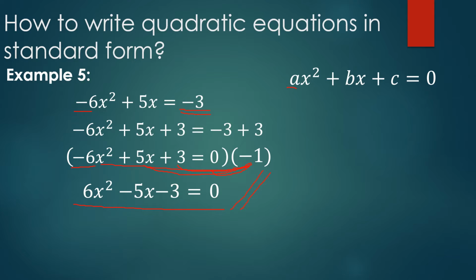Now, it's time for us to determine what are the values of A, B, and C. As you can see on our answer, the value of our A is positive 6. The value of our B is negative 5. And the value of our C is negative 3.